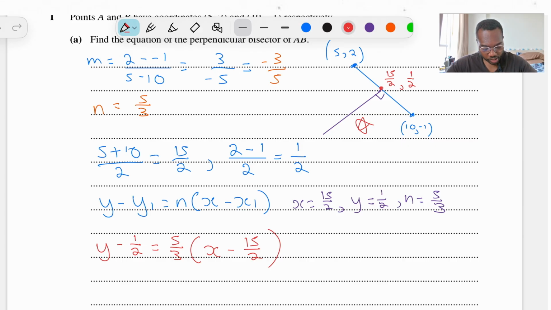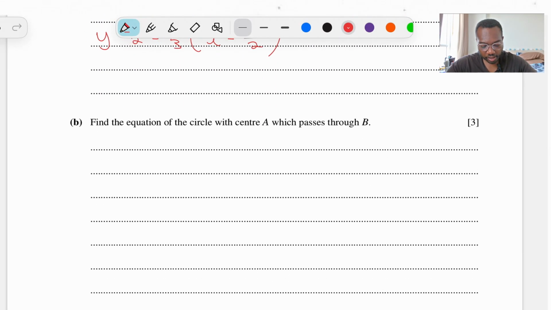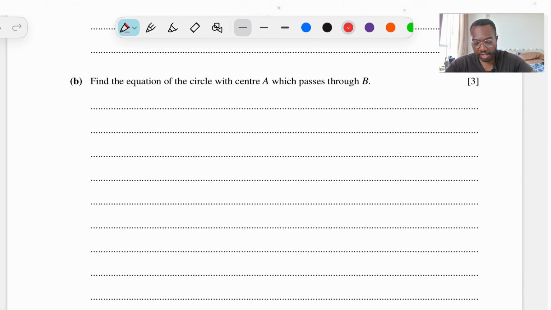So now we have question B. Question B is now: find the equation of the circle with center A which passes through B. So again, now we have (5, 2). But we know that (5, 2) is now the center, and now (10, -1) is a point on the circle. So now, if I draw this line here, what this line represents is the radius. So, fairly simple to work out.